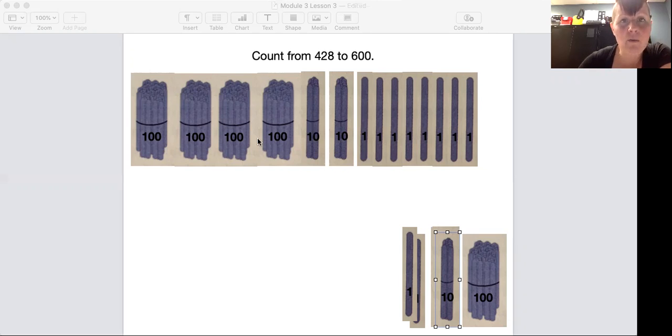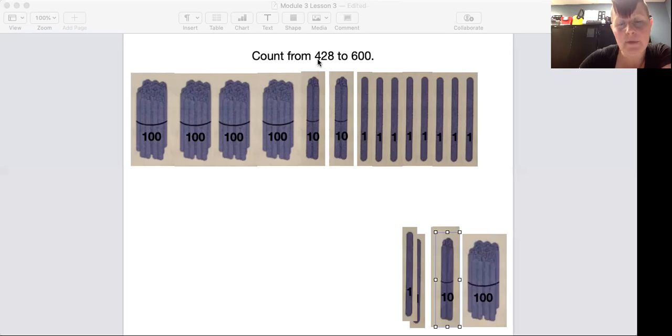So we're going to count from 428 to 600 using these bundles. And I've already gone ahead and drawn out the 428. So if we were to count these, we would go 100, 200, 300, 400, 410, 420, 421, 422, 423, 424, 425, 426, 427, and 428.